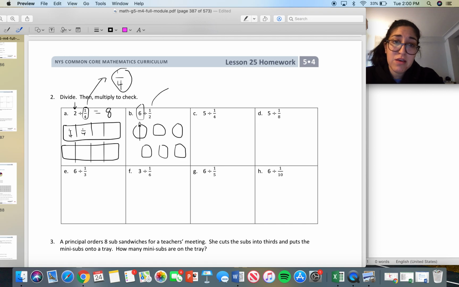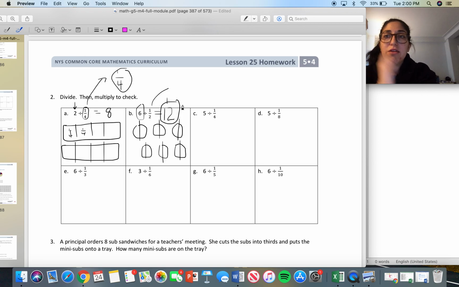So again, that means that I'm going to take each one and I'm going to split it into half. The question is then, how many groups of 1/2 can I get if I started with 6? Right, 6 wholes and I split them into halves. 1, 2, 3, 4, 5, 6, 7, 8, 9, 10, 11, 12. So 6 divided by 1/2, or if I have 6 and I split it into halves, how many groups of a half do I get? I can end up with 12.